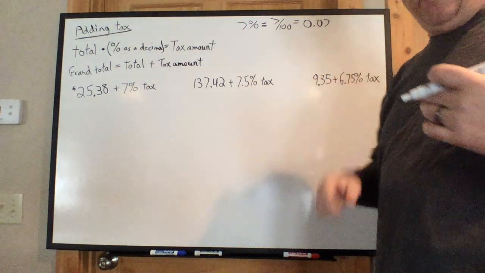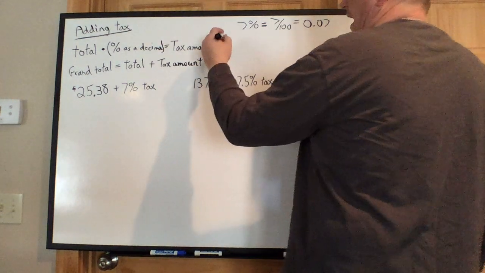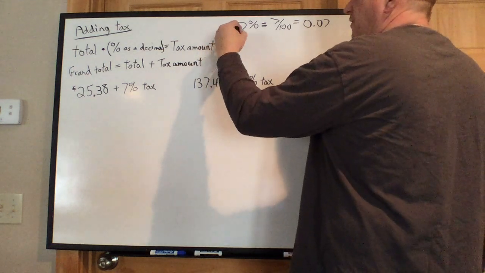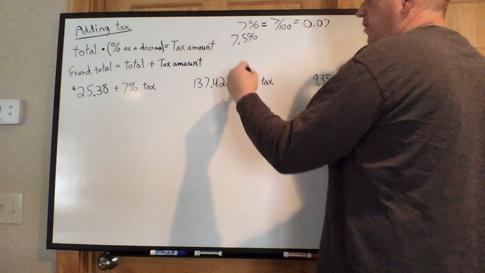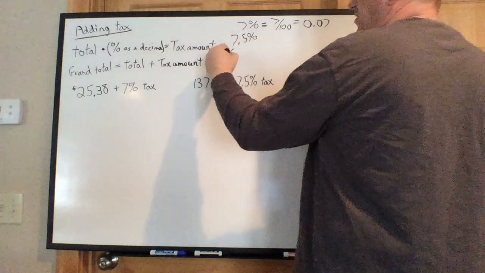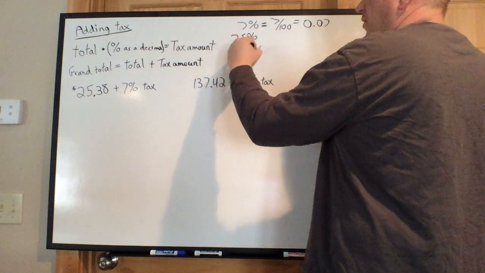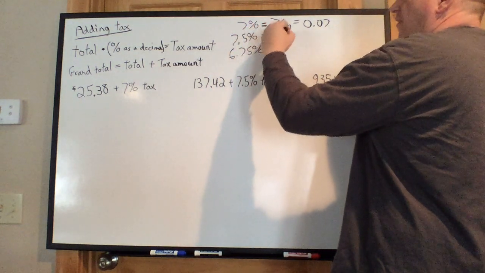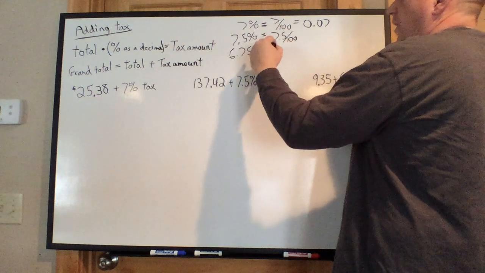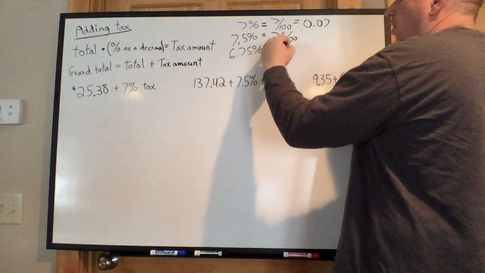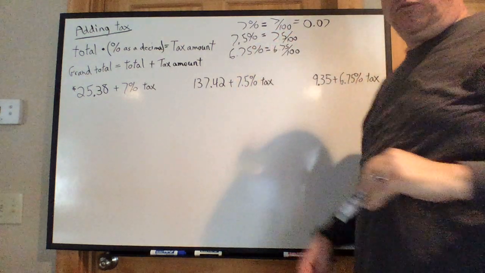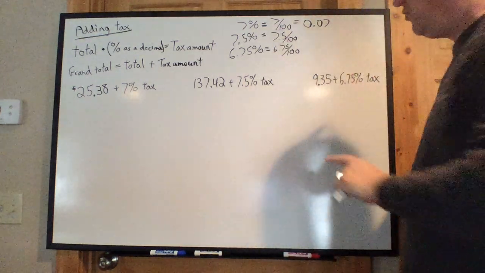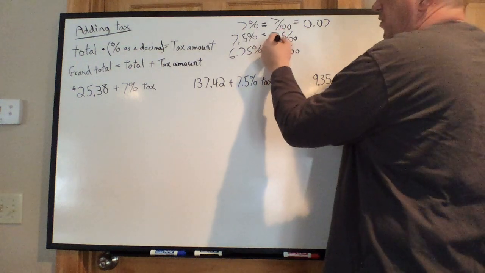And it works for all different rates. If we had a 7.5% tax rate, that's another example that I've got here. And the last one I have over here is 6.75%. We have 7.5 over 100, and 6.75 over 100. And you're not really supposed to have decimals inside of a fraction, so let's go ahead and get rid of those and convert it. So we're dividing by 100, moving the decimal 2 spots to the left.